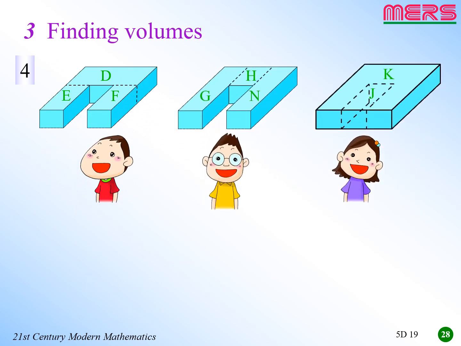Among the three, whose method is the best? Why? It seems that Fanny's method is simpler because it is the fastest and the most convenient.